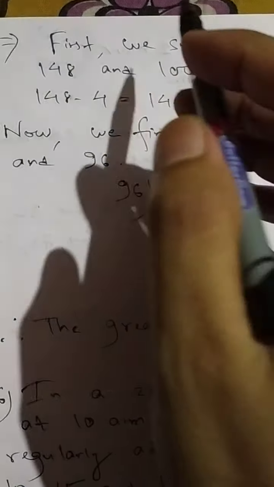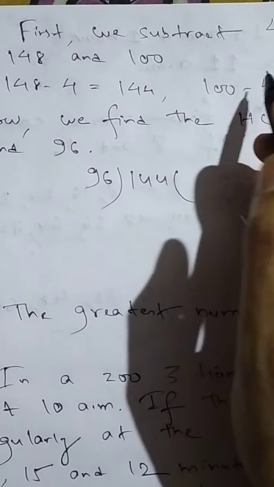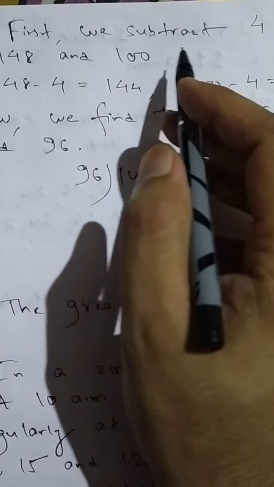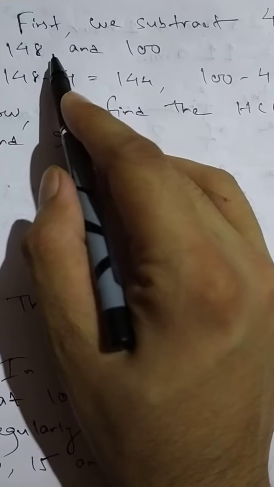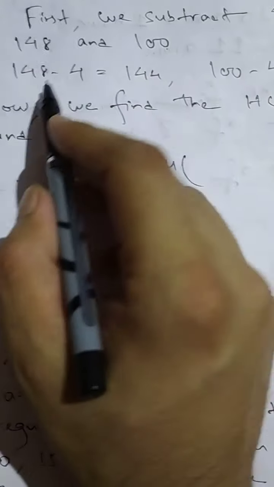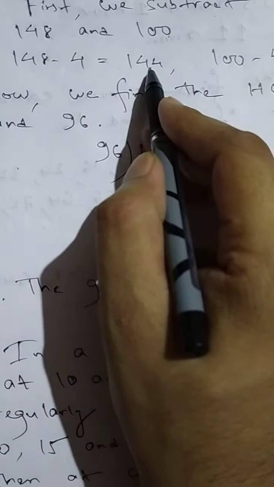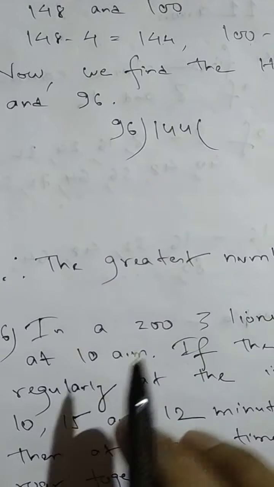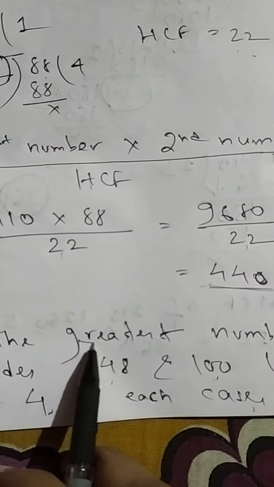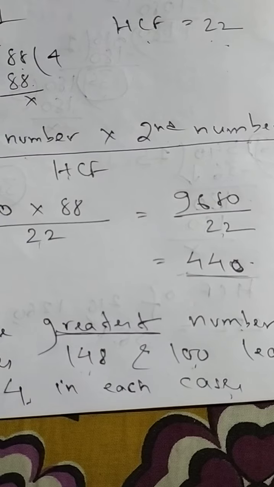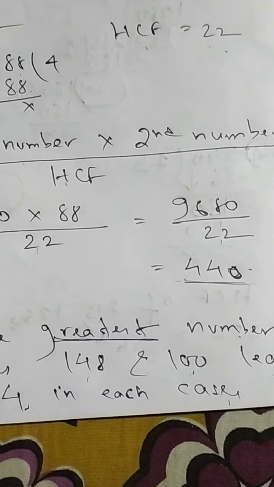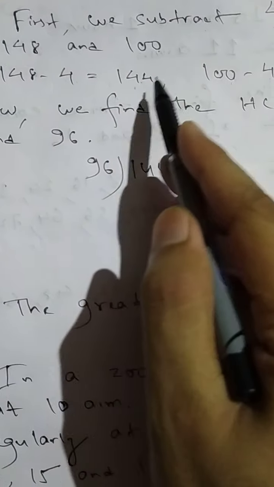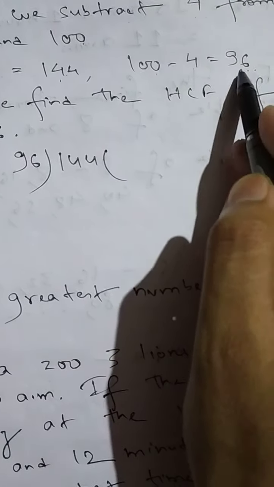The method is, first we subtract the remainder 4 from 148 and 100. So 148 minus 4 is 144 and 100 minus 4 is 96. Now, since your question asks for the greatest number, you have to find the HCF. After subtraction we have 144 and 96, so you have to find the HCF of 96 and 144.